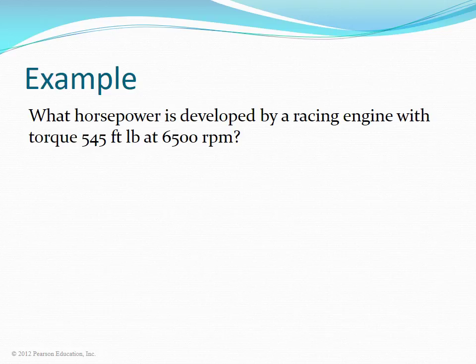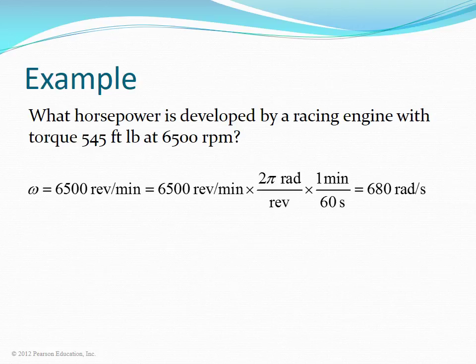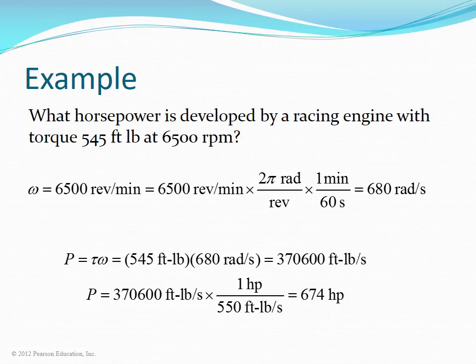What horsepower is developed by a racing engine with a torque of 545 foot-pounds at 6,500 RPM? Since we are given the angular speed in terms of RPM, we must convert to radians per second and get 680 radians per second. The torque and angular speed are known, so the power is 37,600 foot-pounds per second. Since 1 horsepower is 550 foot-pounds per second, the total power is 674 horsepower.